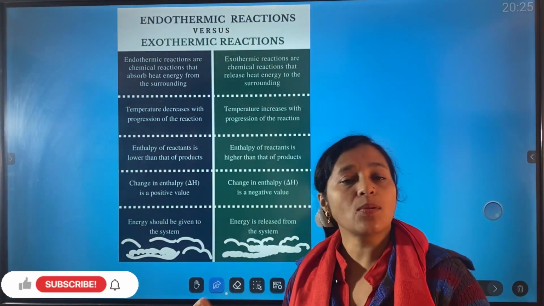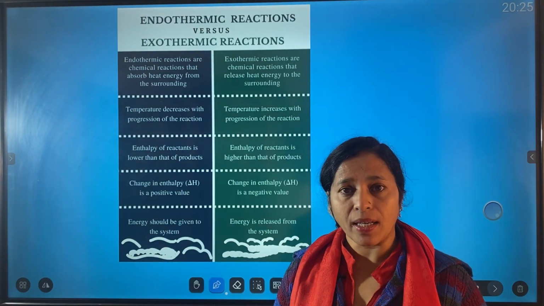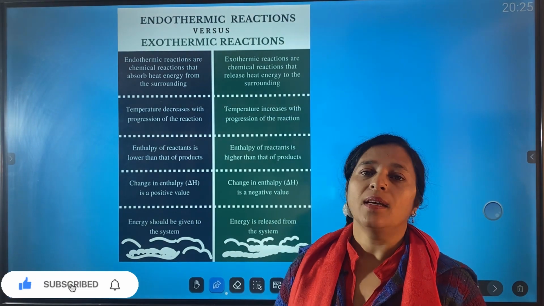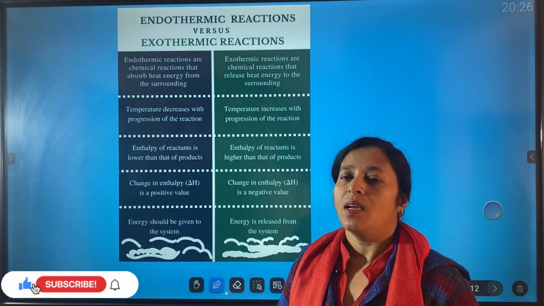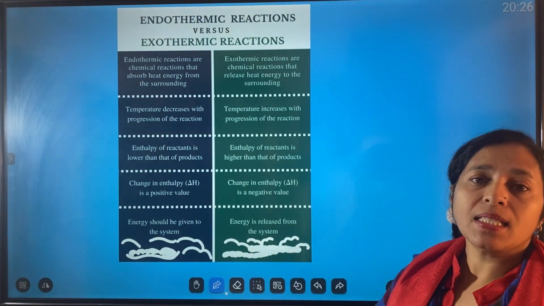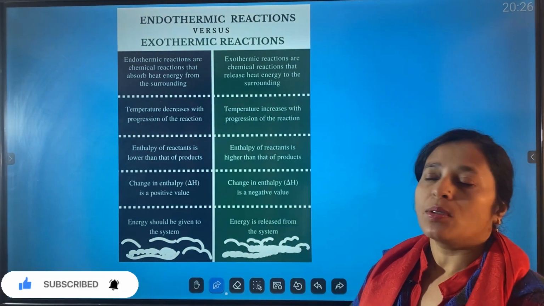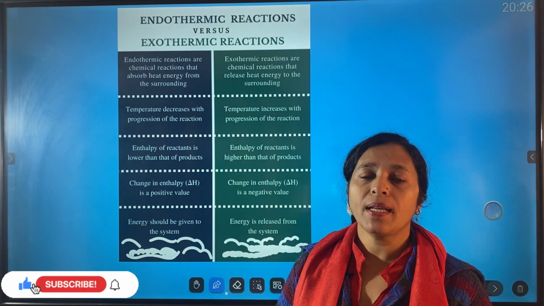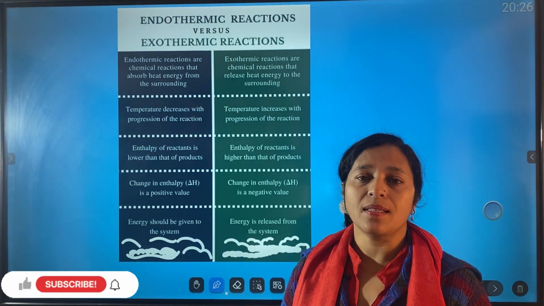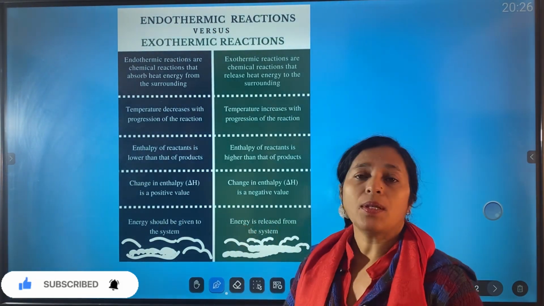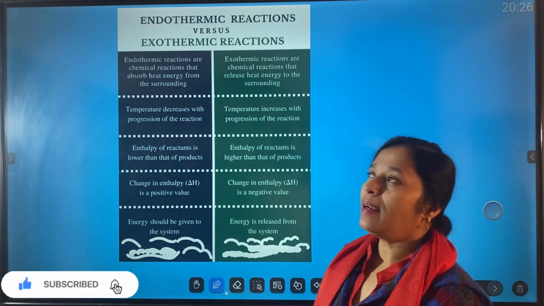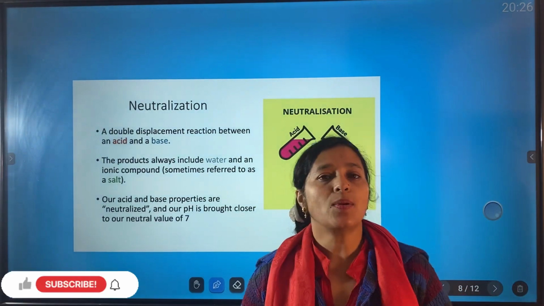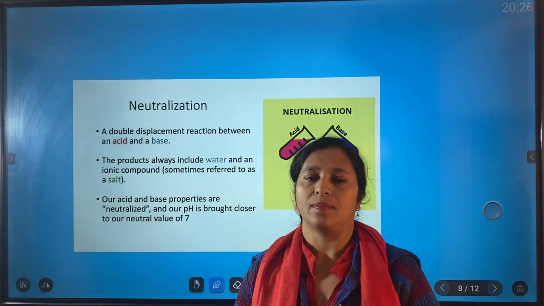Energy should be given to the system where this process is occurring. एंडोथर्मिक में जहाँ भी ये रिएक्शन हो रहा है, हीट एब्जॉर्प्शन हो रहा है, वहाँ उसको एनर्जी प्रोवाइड की जाएगी. Whereas एक्सोथर्मिक में क्या होता है, एनर्जी रिलीज होती है सिस्टम से. So these points you should keep in your mind कि कहाँ पर एनर्जी एब्जॉर्ब हो रही है, कहाँ रिलीज हो रही है from the system, so that you are able to just jot down the points of the endothermic and exothermic reactions. The next reaction in your course is neutralization reaction.